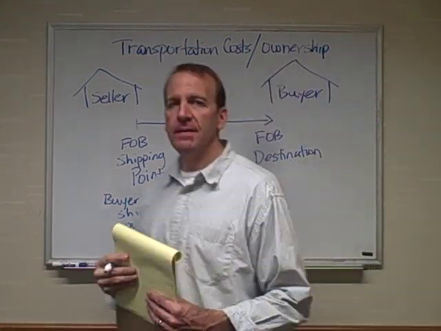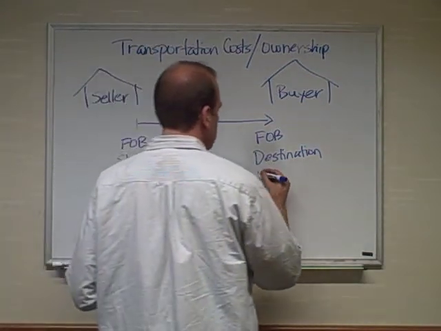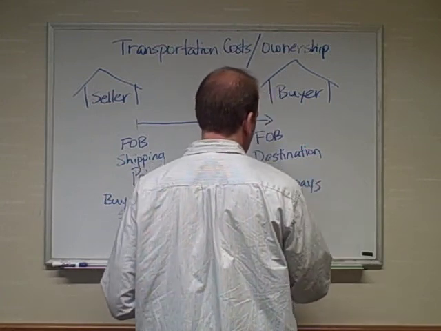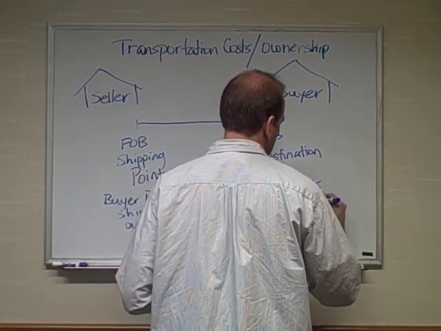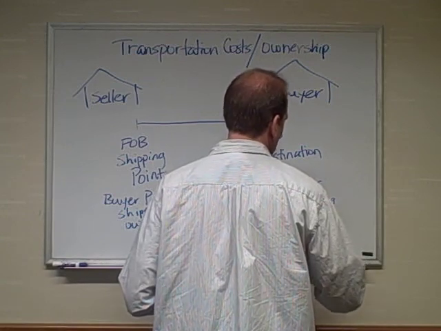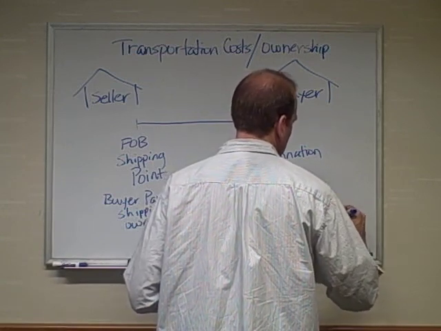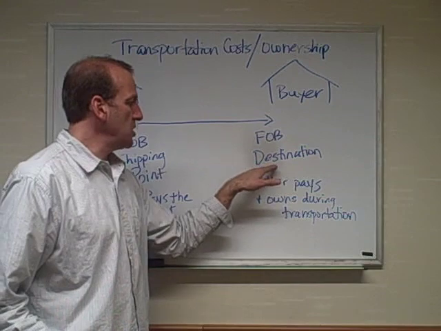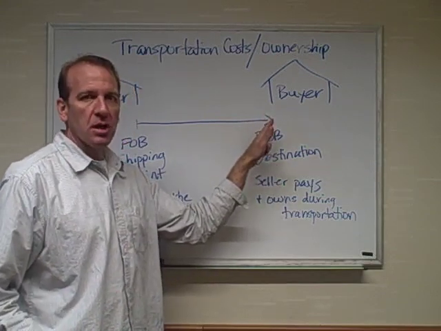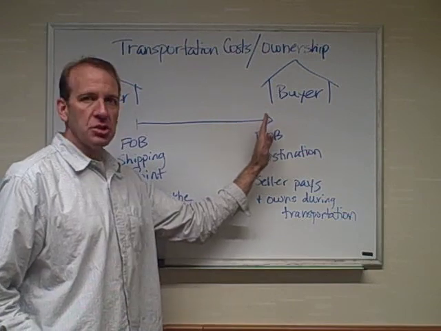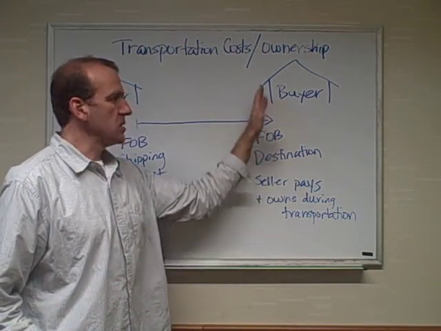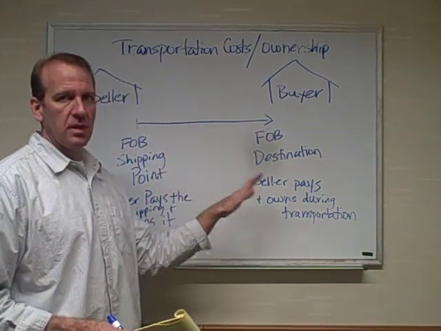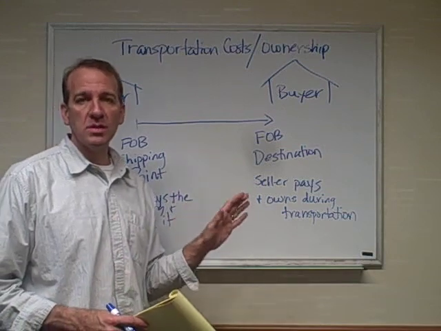Okay? If it's FOB destination, the seller pays the shipping, the seller pays and owns during the transportation, or during the shipping. Okay? So if it's FOB destination, free on board destination, what that means is ownership is going to change here. So that means that the seller owns it during shipping, and then it changes hands when it arrives at the buyer's docks. Okay? So you need to make sure that you understand these two things because it's very important that we know who owns this inventory.